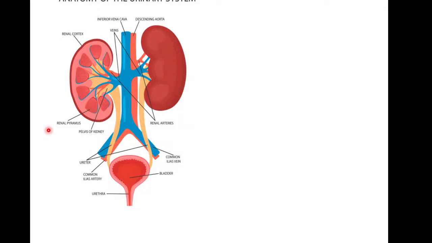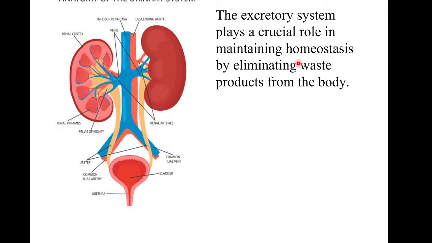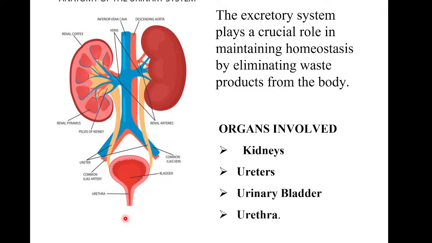Welcome to my channel. Today we are here with a new topic about the anatomy of the excretory system. So today we will talk about this topic in more detail. This excretory system plays a very crucial role in maintaining homeostasis by eliminating waste products from the body. The primary organs involved are the kidneys, ureters, urinary bladder, and urethra. So let's begin this topic in more detail.